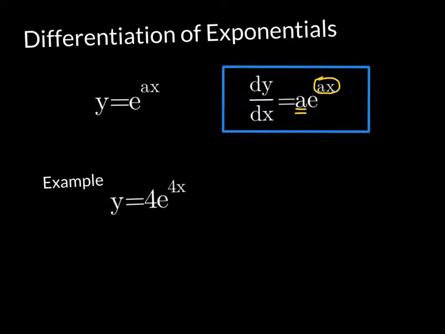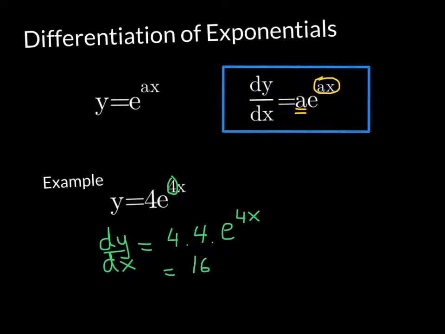Okay, so let's look at this example where we have y is equal to 4 multiplied by e to the power of 4x. If we want to differentiate that, then dy by dx is equal to 4 multiplied by this a, which is 4, times e to the 4x, because the power doesn't change. Okay, so that means that we can write 16, so 4 multiplied by 4 gives us 16 e to the 4x. And that's the final answer for that example.